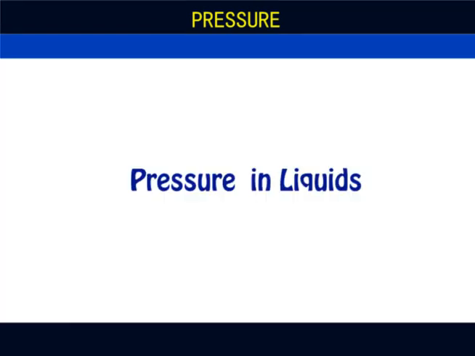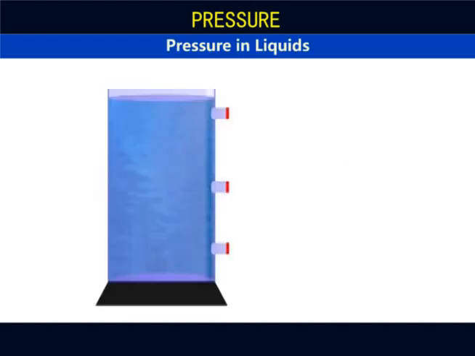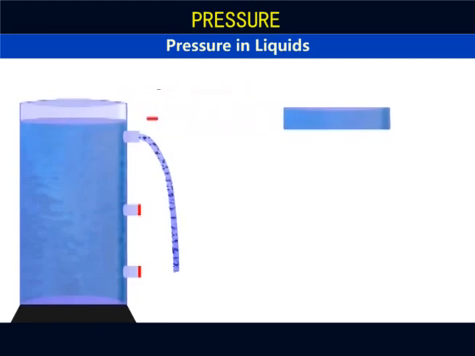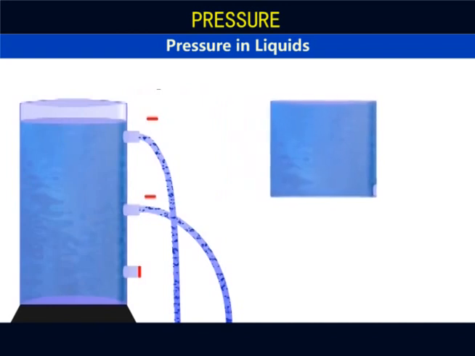Next, we go to pressure in liquids. Consider this liquid held in a container with 3 holes made at different heights. When the holes are opened, it is noted that the water gushes out and shoots the largest distance from the lowest hole. The water gushes out due to the pressure exerted by the weight of the water above each of the holes. As you go down, the weight of the water over each of the holes increases, meaning increased pressure.